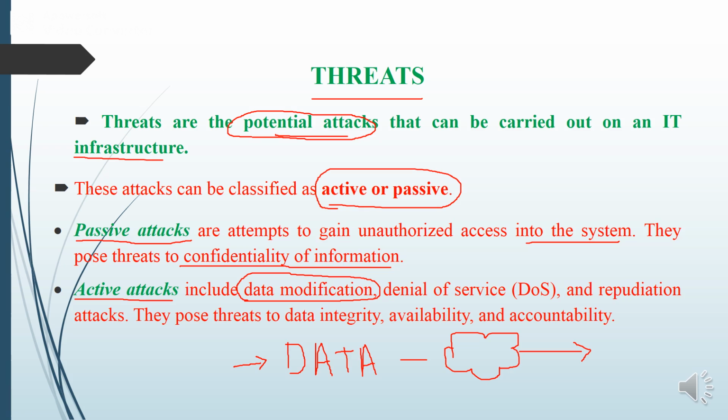So whenever the data is modified, I can say that integrity of data is lost. As well as it may have a negative impact on the availability of the data as well as accountability of the data. But in the case of passive attacks, an attacker may directly read the data as well as copy the data, but he will not modify the data. So these are the two different types of attacks. The first one is passive attack and the second one is active attack.